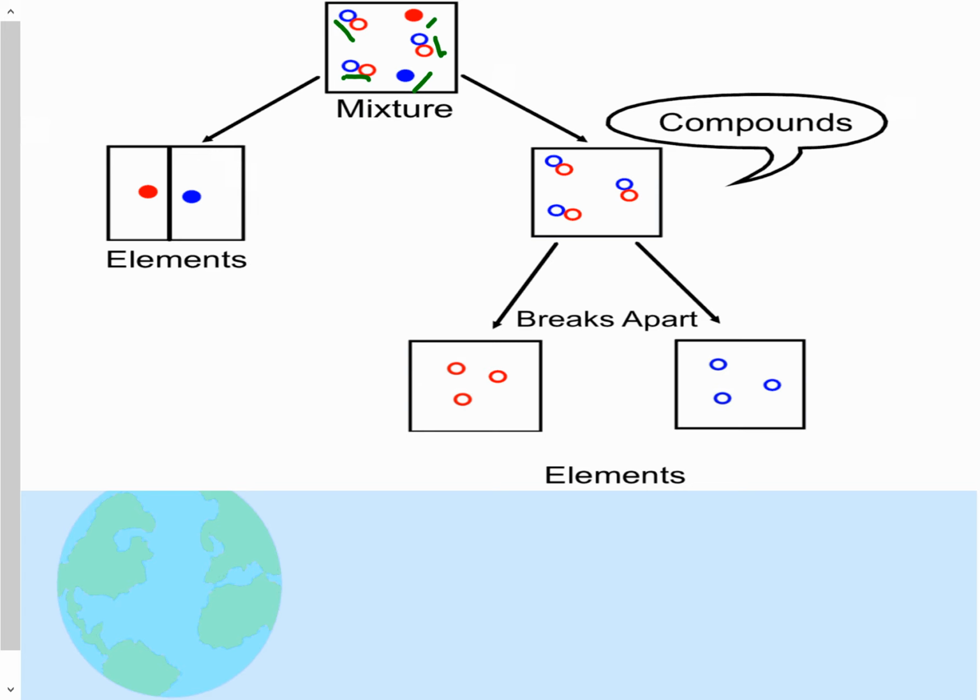For example, in this example of a mixture, I have one solid red circle, one solid blue circle, and a pair of red and blue circles. Actually, I have three pairs of red and blue circles. So that's a mixture of a solid red circle, a solid blue circle, and pairs of red and blue circles. There is no pattern, so we have a mixture of different things. For example, if you mix sand and salt together, that would be a mixture, because there is no pattern, right? There is no pattern.